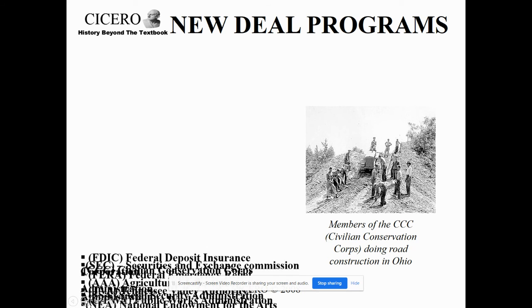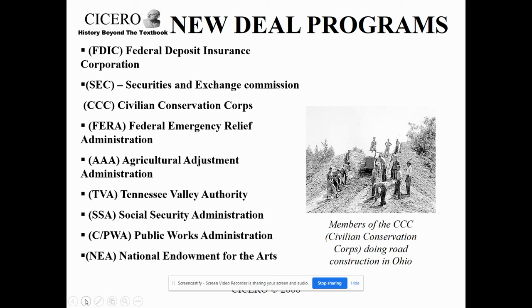So the New Deal programs you're going to be responsible for learning are right here. When you have a quiz on this next week, what I'm going to show you is the initials, like FDIC. What you're going to have to do is identify the program by the name and then tell me the purpose. So what we're doing right now is just identifying the programs.